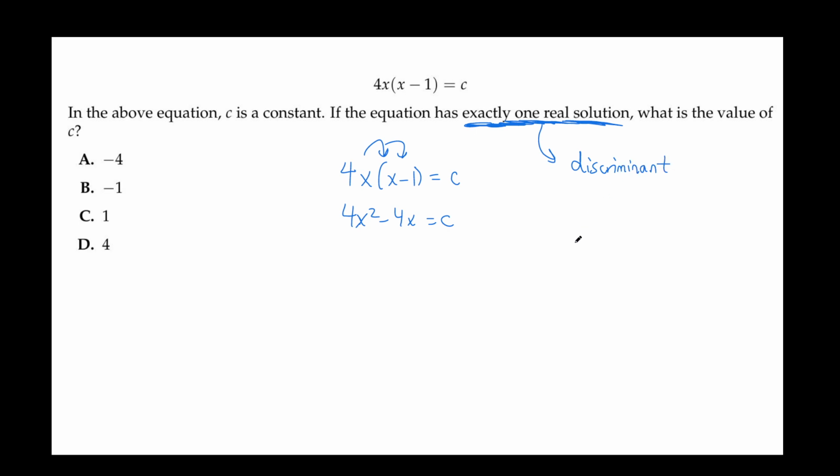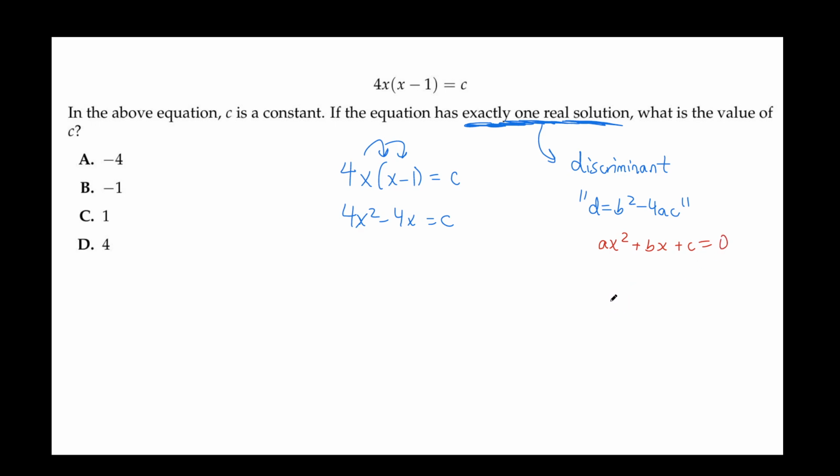Now, the discriminant is the part under the square root in the quadratic formula. That's that b squared minus 4ac thing. As a reminder, the a, b, and c here are when we talk about standard form of a quadratic when it's set equal to 0.